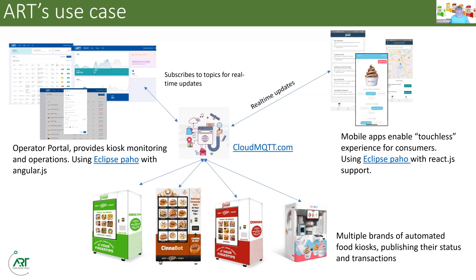I should also mention that we're using a package called Eclipse Paho. That is an open source package that supports both the AngularJS environment, which we're using on the portal side, and the native React development environment on the mobile side. So that's kind of what we're doing at ART.